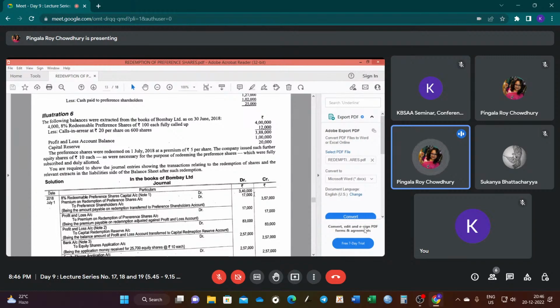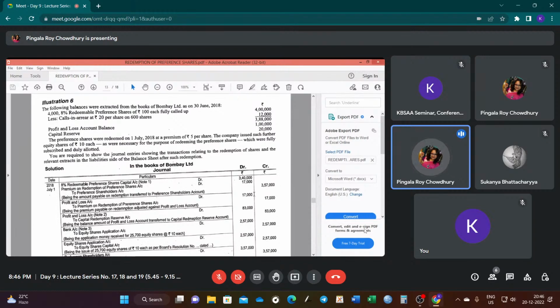Now, in this question, we do not have any other divisible profit excepting PL account. The other one is capital reserve, which cannot be utilized for the purpose of redemption because it is an indivisible profit. So we have only PL account, and PL account was having a balance of rupees 1 lakh, out of which 17,000 has already been utilized for the purpose of setting aside premium. So you are left with only 83,000. So that amount has to be set aside to capital redemption reserve for the purpose of redeeming preference shares out of divisible profit. So profit and loss account debit 83,000 to capital redemption reserve 83,000.